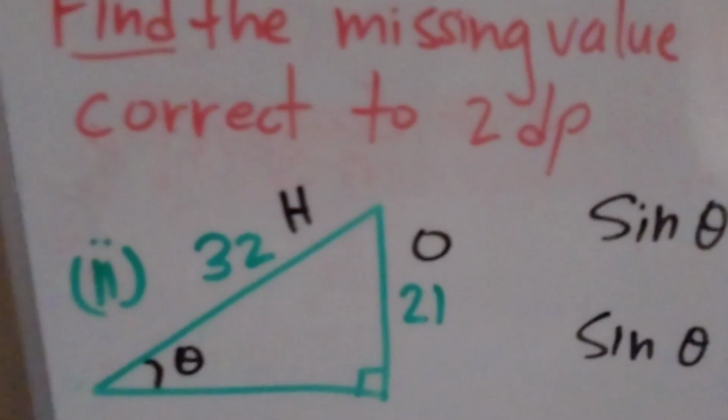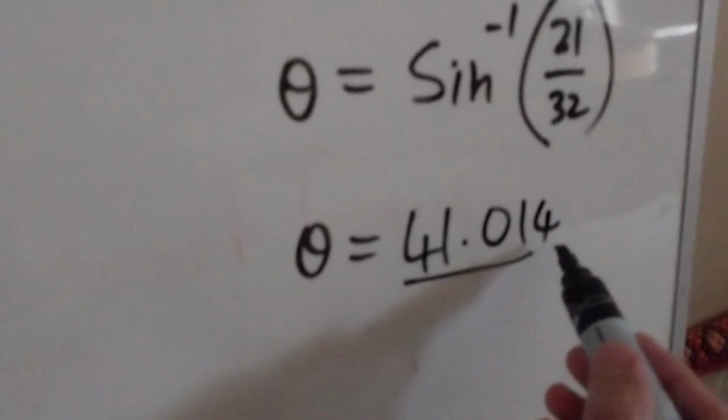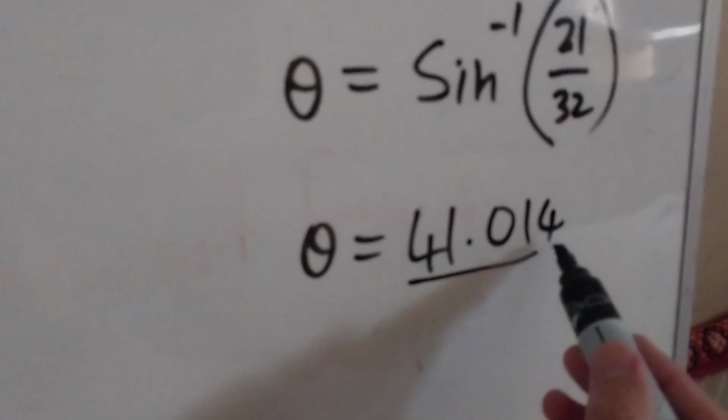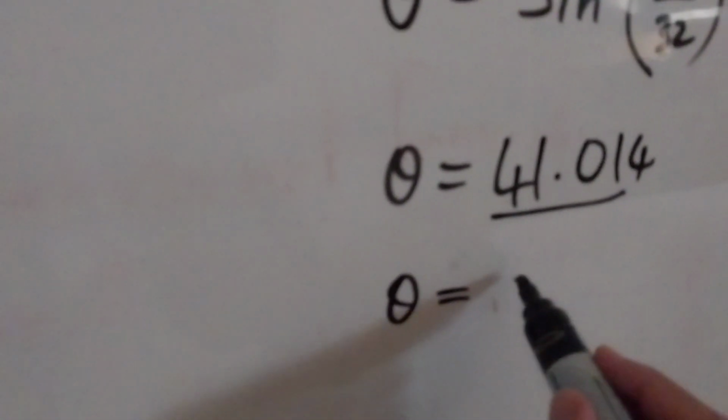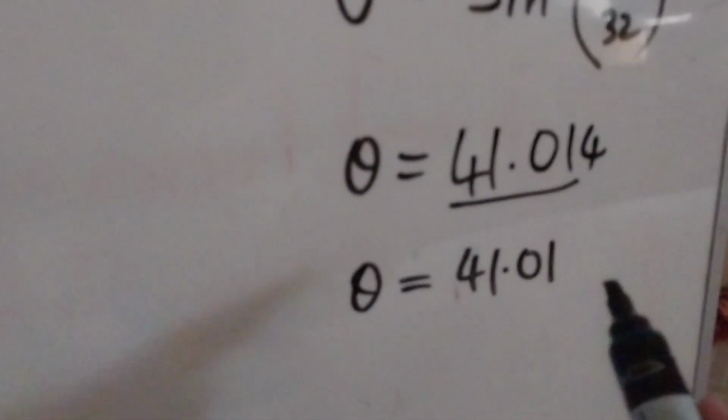So we get 41.014. We want the answer to two decimal places. So up to here, the third digit is not 5 or more. So we're not going to add 1 to the second digit. So your angle correct to two decimal places is 41.01. Not forgetting, very important, to put the degrees symbol.